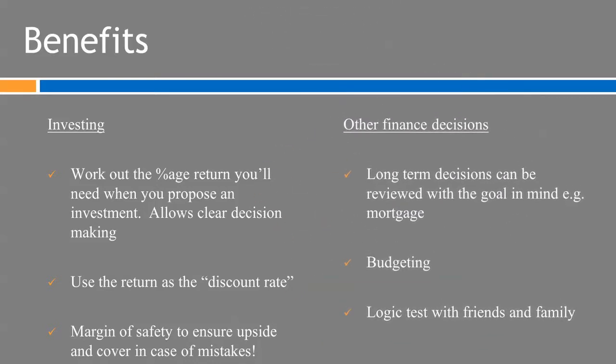And in terms of your non-investing financial decisions, with all this planning, you'll be able to look at long-term decisions like your mortgage, so whether you want to overpay your mortgage or what size of mortgage you can get in the future. It will help you with your monthly budgeting, to have discipline and control over your household finances. And again, the logic testing with the friends and family is great here, because you might actually be able to get ideas from them for your other financial areas, but also to share what you've learned, what you're doing with them, because you may be able to help people as well.